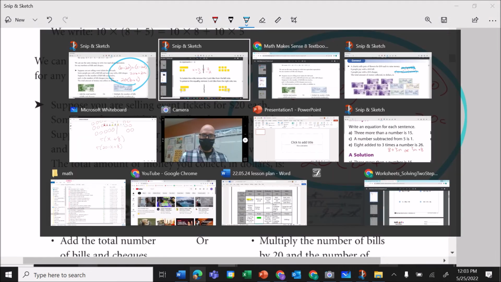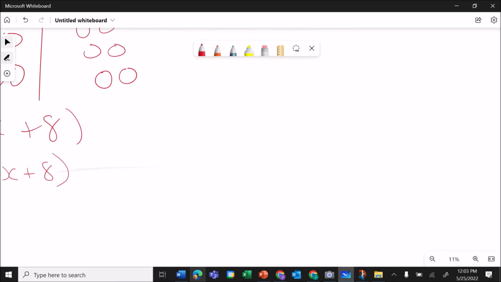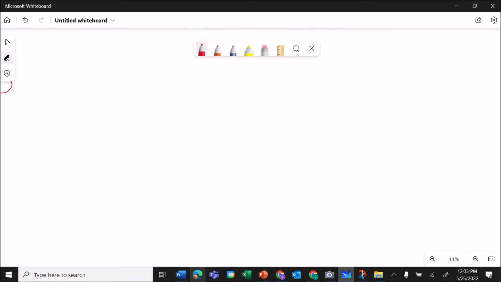I'm going to give you one quick example that came up on a quiz recently. I want you to rewrite this using the distributive property. Aha. So outside of the parentheses is a negative. That negative is going to affect everything inside the parentheses.